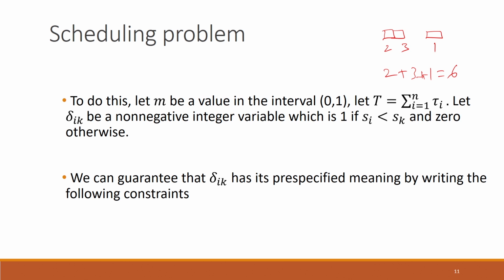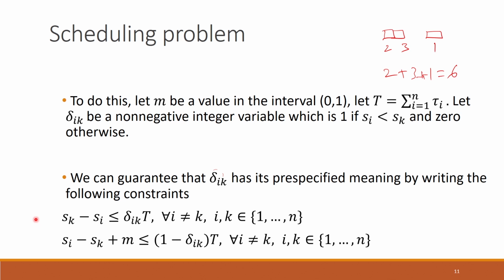in the last slide, that if two tasks are being processed on the same processor and the starting time of one of the tasks is lesser than the starting time of the other task, then the first task should complete before you can start the other task. So, before coming to that constraint, let us define this delta Ik.